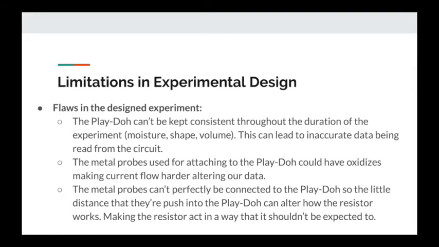Some flaws and limitations of our experimental design include the Plato, which can't be kept consistent throughout the duration of the experiment and whose resistance would change with moisture, shape, and volume. The metal probes used for attaching to the Plato could also have oxidized, making current flow harder and altering our data. The metal probes can't be perfectly connected to the Plato, so the small distance that they're pushed into the Plato can alter how the resistance works.